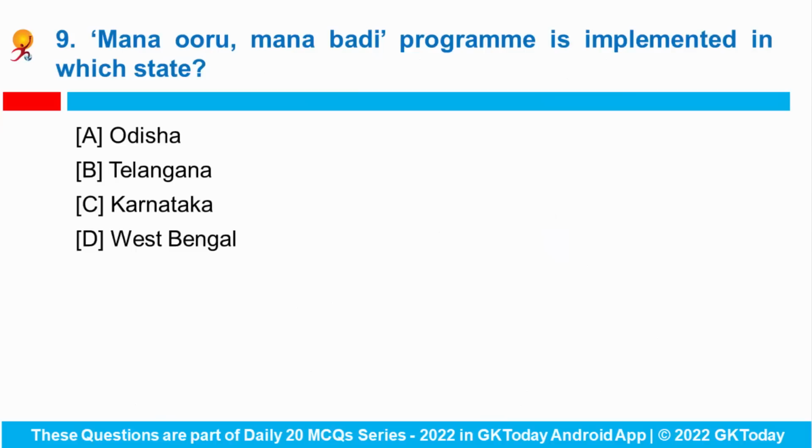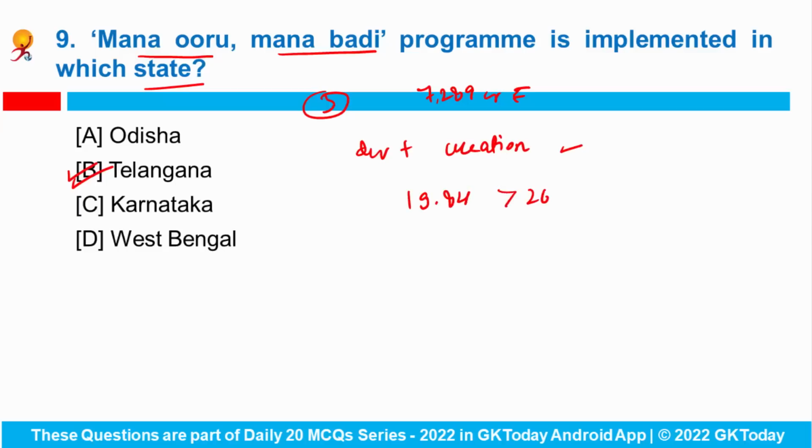Question number 9. Mana Ooru Mana Badi program is implemented in which state? So the Telangana cabinet recently approved this program, which is to be implemented in 3 years with a budget of 7,289 crore rupees. It aims to provide overall development and creation of effective basic infrastructure in schools across the state. And the program is expected to benefit 19.84 lakh children of over 26,000 schools in the state of Telangana.